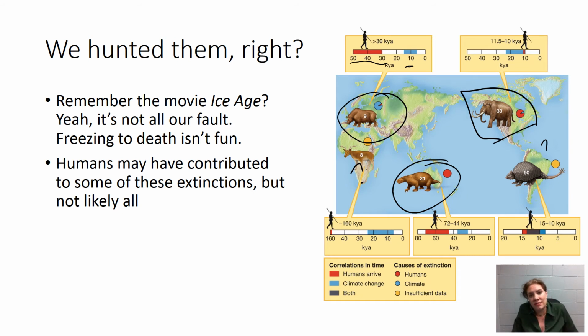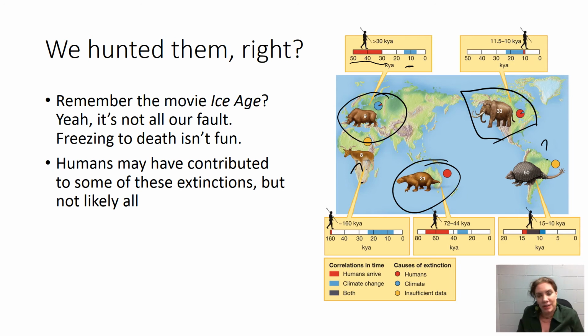So humans have probably contributed to some of these extinctions, but probably not all of them. And it may be a combination of multiple factors. Climate change, global warming, global cooling, human activities, diseases, predators and prey, all kinds of things that can happen. Volcanic eruptions, hurricanes, whatever. There are a lot of potential interacting factors.